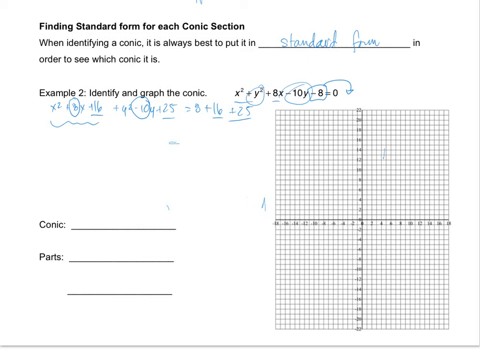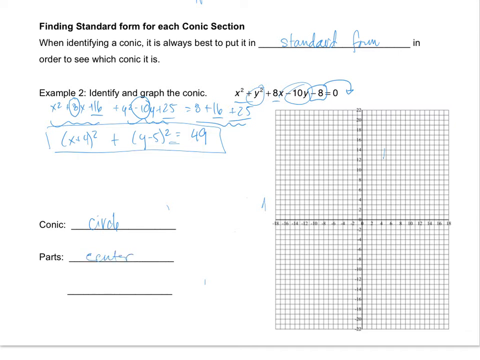If we factor this perfect square trinomial, we're going to get x plus 4 squared. If we factor this perfect square trinomial, we're going to get y minus 5 squared. And if we sum the constants on the right-hand side, we're going to get 49. So now we have our equation in standard form. We are summing two squared terms, so it is a circle. The right-hand side is not equal to 1. It is a circle. What is its center?